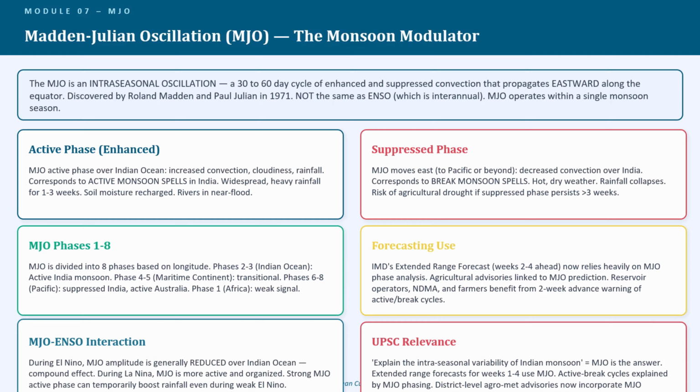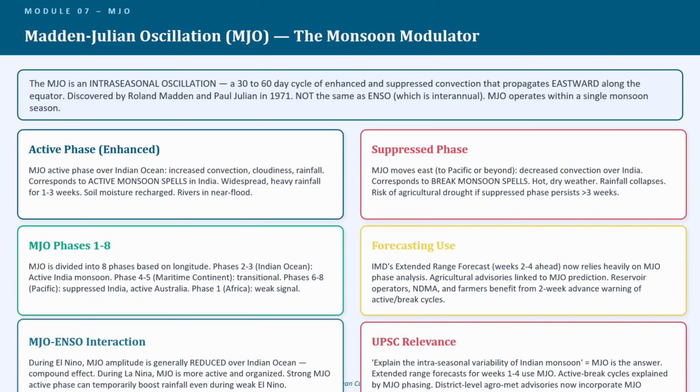Forecasting revolution: IMD's extended range forecast, which covers day 16 to day 22, now relies heavily on MJO phase analysis. By knowing which phase the MJO is in and where it is heading, forecasters can predict active versus break conditions 2 to 3 weeks in advance. This has transformed agricultural advisories. Farmers can now plan irrigation, harvesting, and planting based on MJO-based extended forecasts.